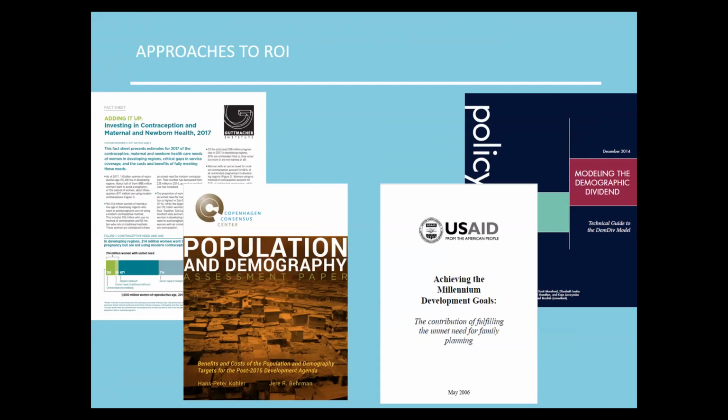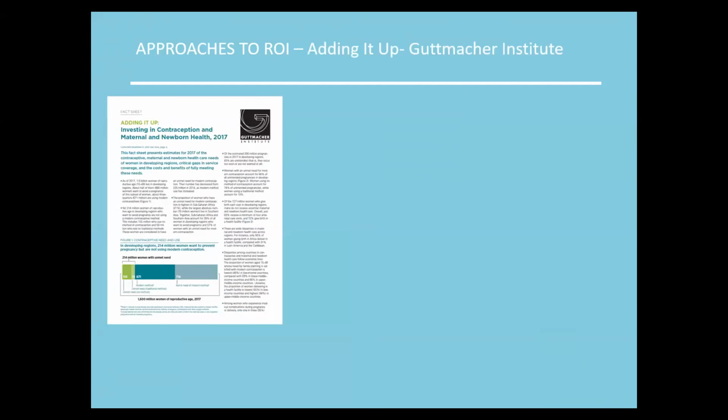So these are 4 more recent approaches, but just to say there are many more that have been done over the years, and I'll talk about a resource that we're putting together to feature a number of different analyses beyond these 4 that I'll cover today. Next, please. So let's turn to the first approach, and this is Adding It Up by the Guttmacher Institute to better understand this $2.20 number. Next, please.